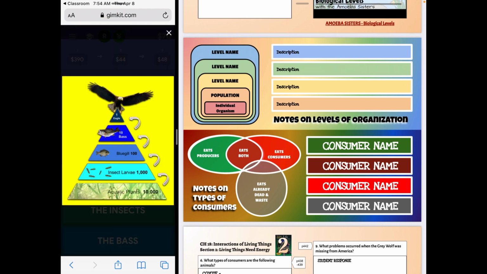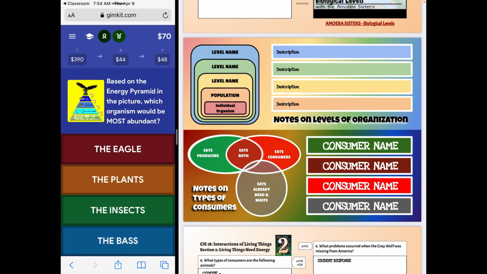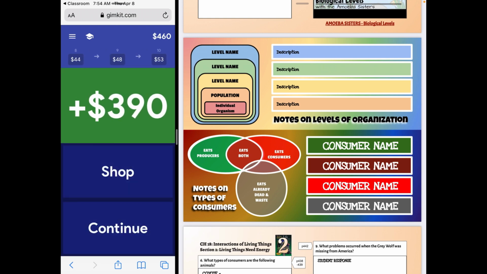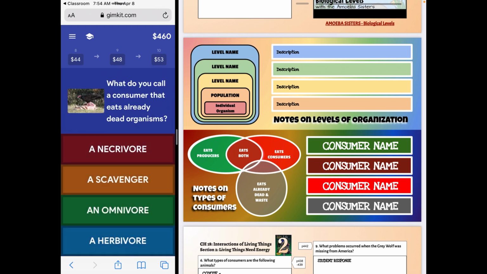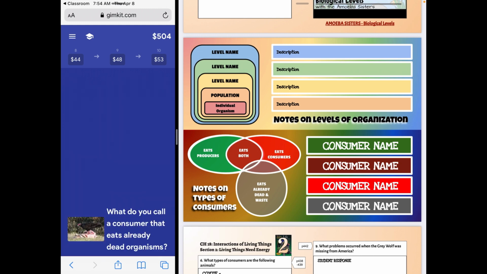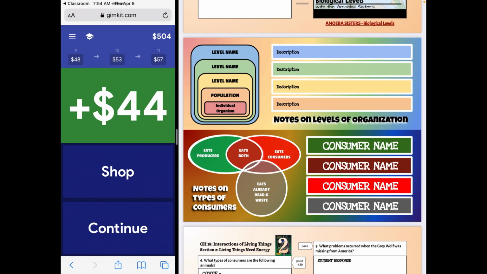Which is the most abundant? The biggest chunk is the aquatic plants. You can see that down there. So the plants. I got $390 on a question. And so I need to get to 2,000. So immediately you think, oh, great, awesome. I should just keep going. What do you call a consumer that eats already dead organisms? A scavenger. Why didn't it go 300 again? Because that mini and mega bonus is just a one-time thing.